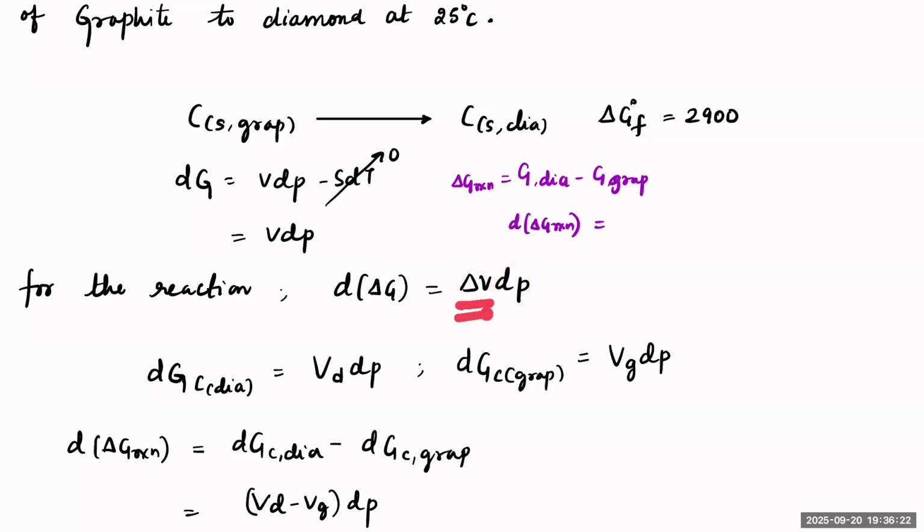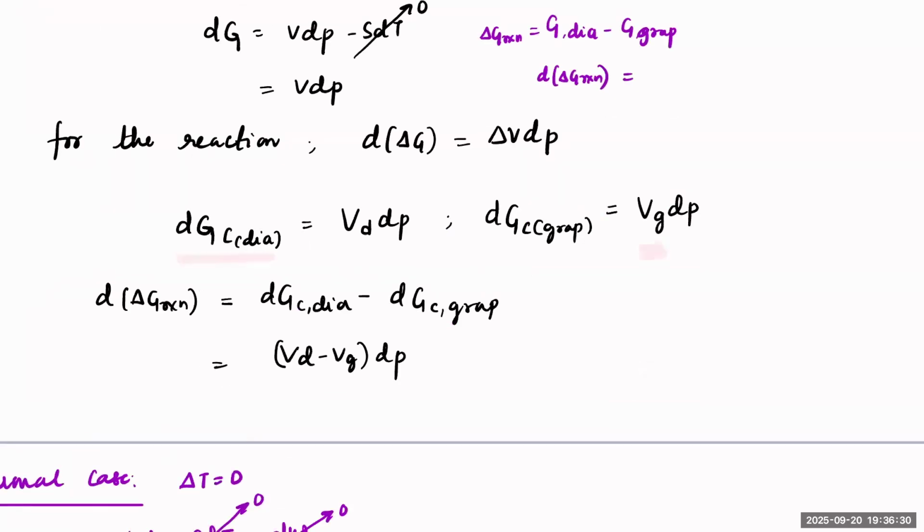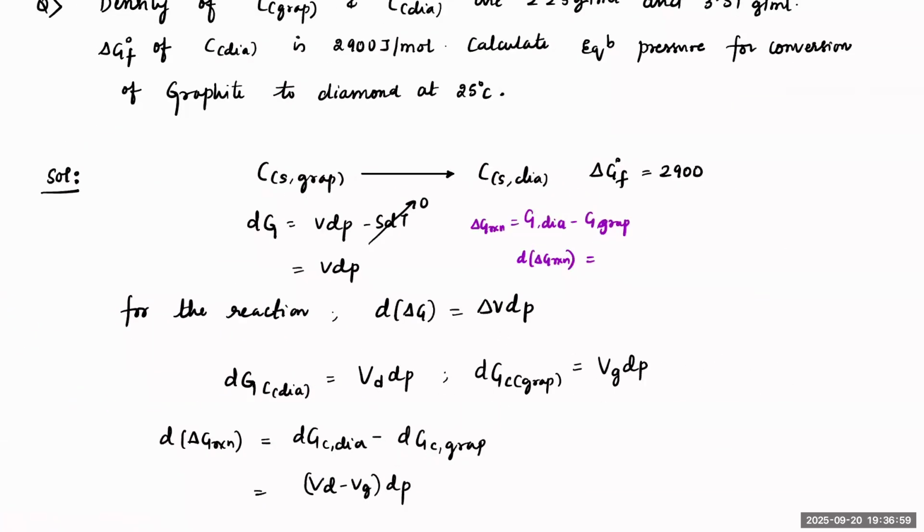Because what is delta V now? Delta V is diamond minus graphite. So dG of diamond is V of diamond dP, and dG of graphite is V of graphite dP. So if I take d of delta G of the reaction, it will be dG of diamond minus dG of graphite. Because dP is a common factor, I can write V diamond minus V graphite. That is the volume change between graphite and diamond. Is this part clear, everybody?